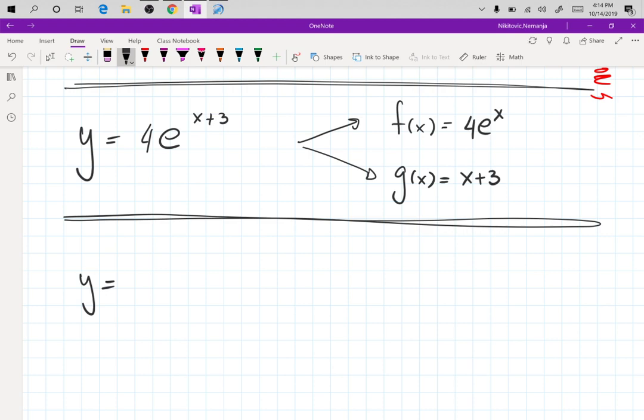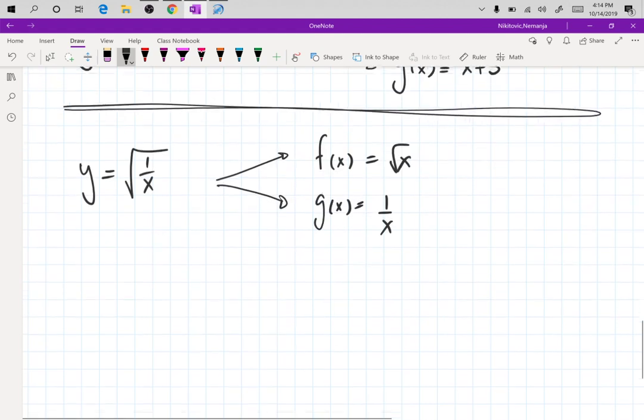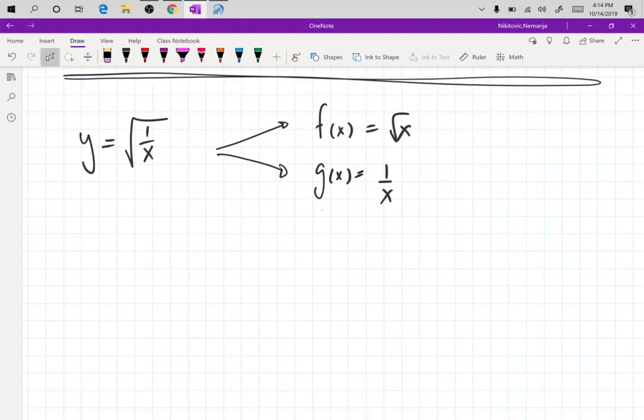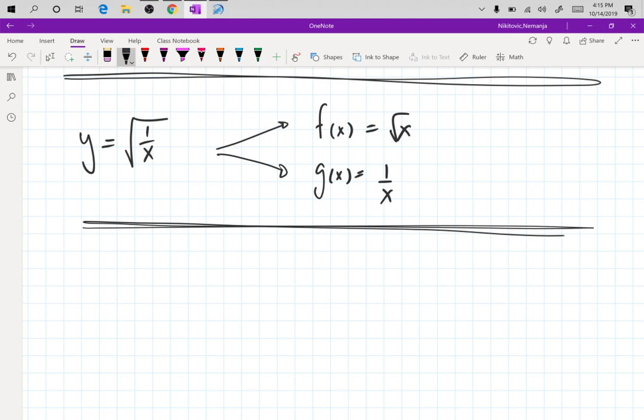Y equals, well, this is an easy one. What's f and what's g? Square root of x is f, g of x is 1 over x. You can think of it as the layers of an onion that you peel off one by one.